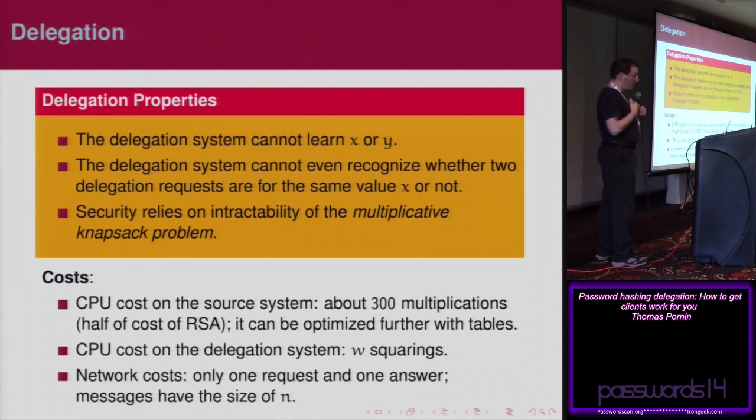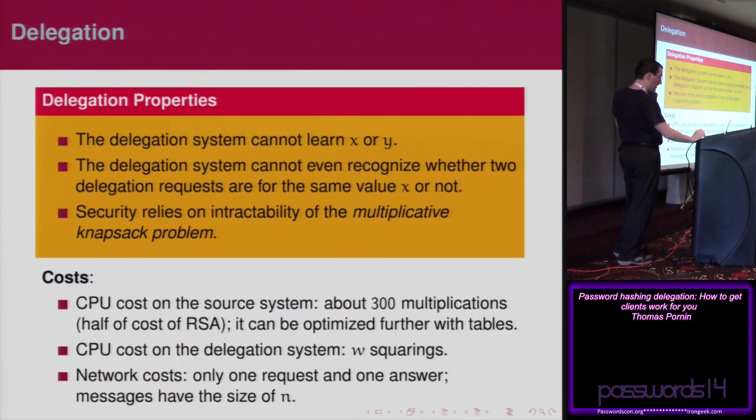And the network costs are reasonable because they're just one round trip, and the values which are exchanged have the size of the modulus. So we're talking about 256 bytes. That's not too big.